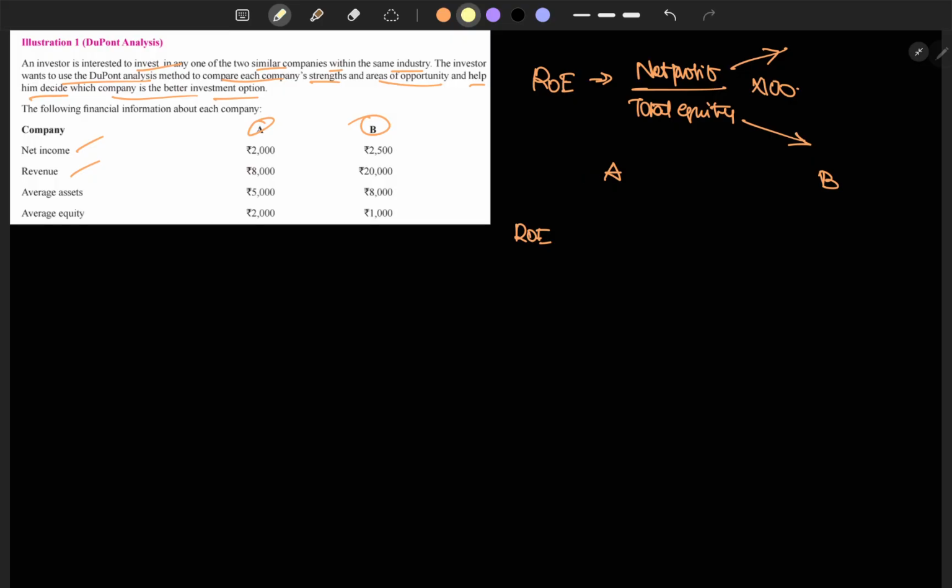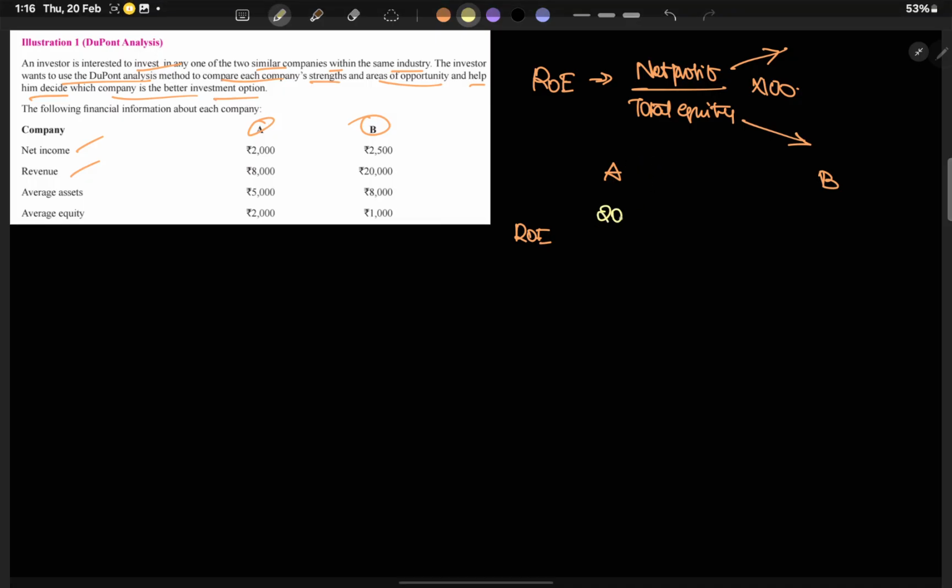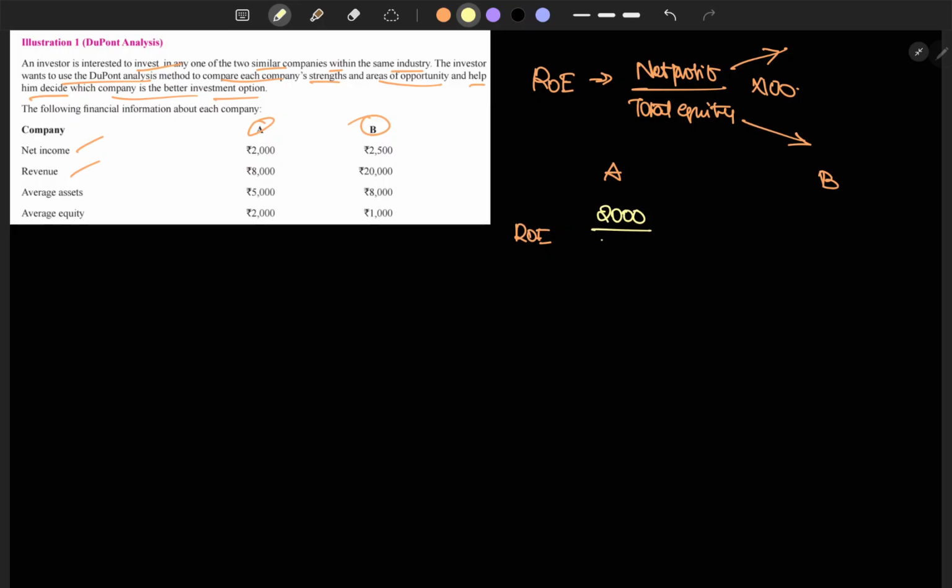If we find the values through the traditional method, for A, net profit is 2000 divided by total equity of 2000 into 100. For B, net profit is 2500 divided by a total equity of 1000 into 100. So 1% is the ROE of A, and 2.5% is the ROE of B.